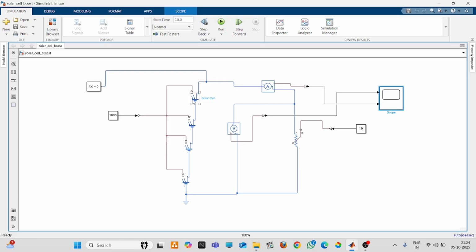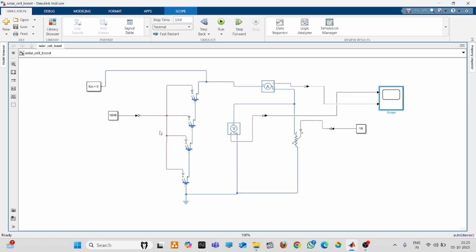Now, this you can take from the Simulink library browser. Basically, this is available in the Simscape, and you can see the color is blue. So this is called the physical system. Basically, we have directly taken the solar cell from the physical system, and the blocks which we have used previously are about the Simulink.